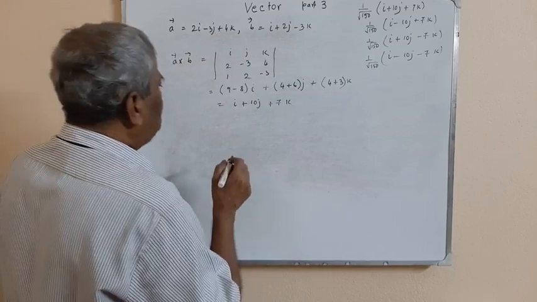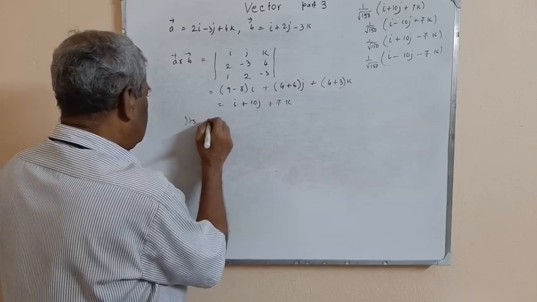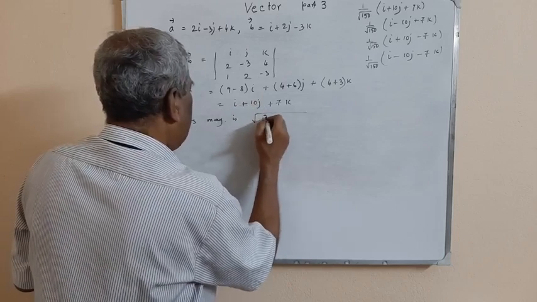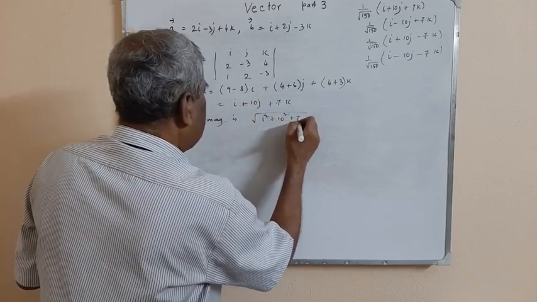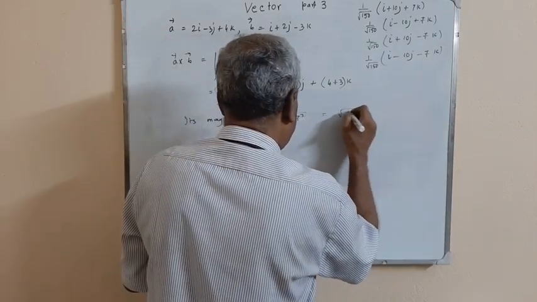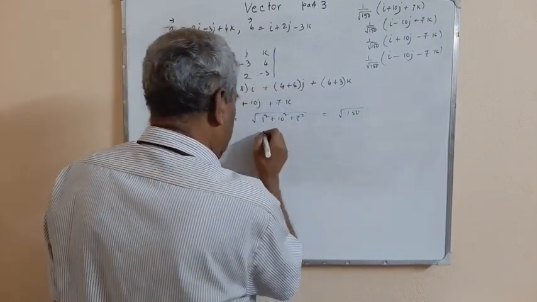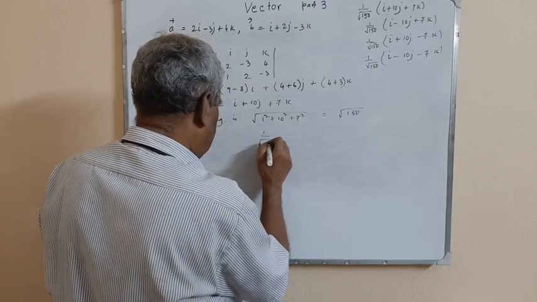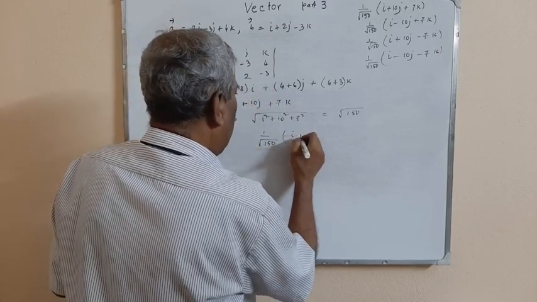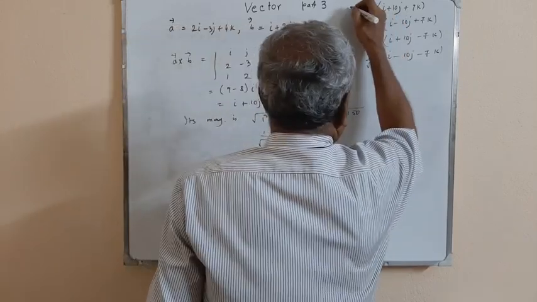So for that purpose, we find its magnitude. Its magnitude is root over of 1 square plus 10 square plus 7 square. It is 100, 49, 50, 100, 150. So the required vector is 1 by root 50 into the vector i plus 10j plus 7k. So the first option is our correct option.